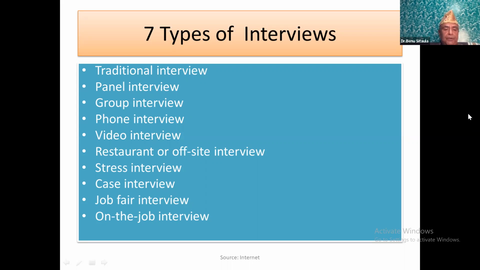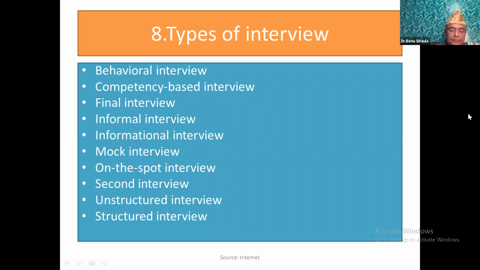Another type of interview is the on-the-job interview. The on-the-job interview tests the skills of the interviewee directly related to the job in question. During this type of interview, the interviewer may ask the interviewees to actually complete real job tasks. For example, if you are applying for a writing job, they may ask you to write a brief article based on the information they give you. And this is very practical also.